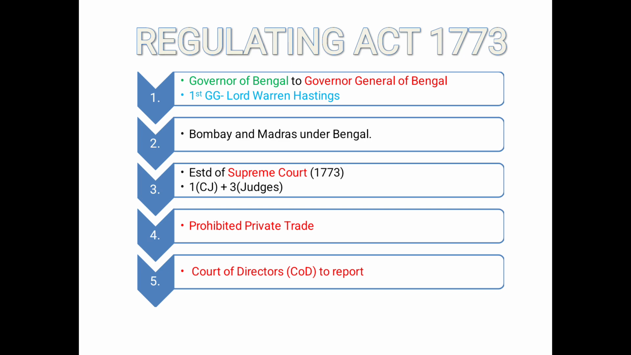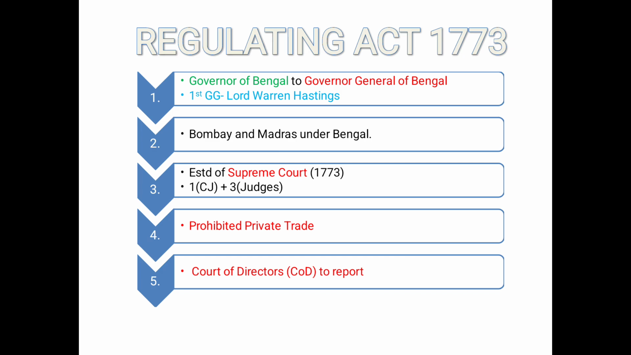When the British East India Company came to India, the company persons started their own private trade here. It was a hidden thing. Because of this, corruption and illegal transport of goods increased. To control that, this is the first regulating act which prohibited private trade and accepting any bribes from the natives.